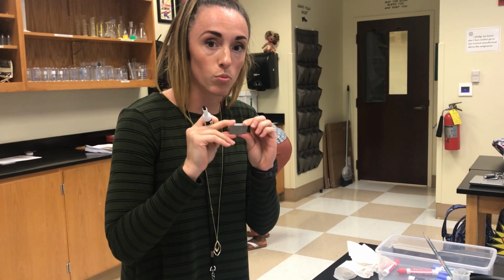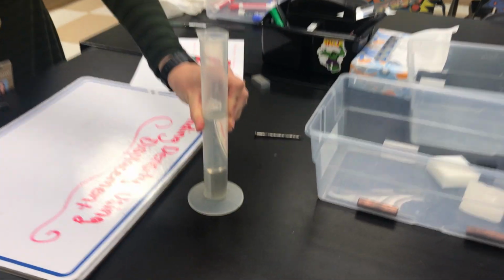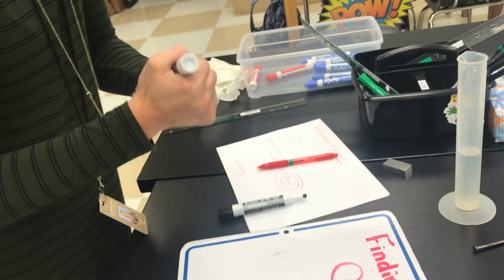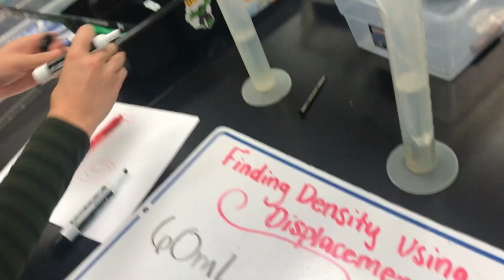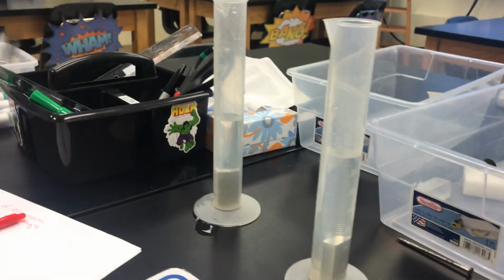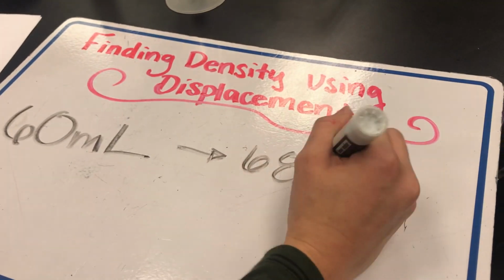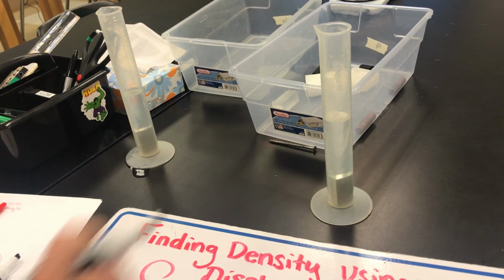I'm going to prove the displacement method works by placing that rectangular prism into this graduated cylinder. We started at a level of 60 milliliters. This one is not working. That's okay. We will use a different one. A known volume of 60 milliliters. And when I place this rectangle into the graduated cylinder, this is a better replica of what I did earlier, I went from 60 milliliters and it jumped up to 68 milliliters. That was my new volume for how many milliliters was in this graduated cylinder.